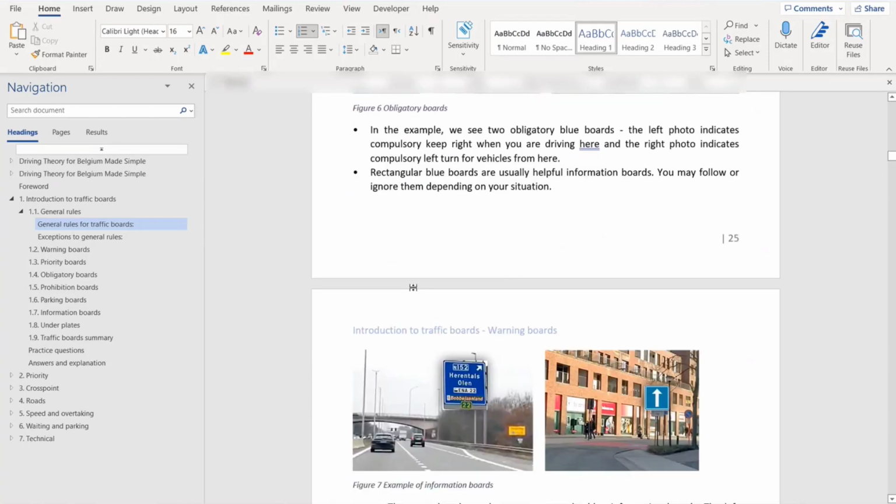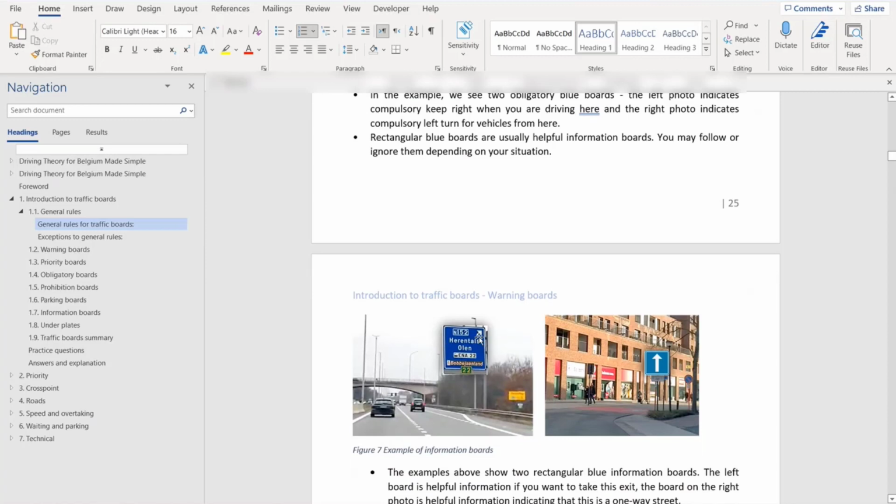Next, as we proceed, rectangular blue boards are usually helpful information boards. You may follow it, ignore it, depending on your situation. So these boards, as you can see, two examples, are blue rectangular boards. So it's up to you if you want to pay attention to it or ignore it. So what happens if you ignore it? You might probably have to make some extra kilometers to come back if you want to go to, let's say, Herentals in this case, if you miss this board.